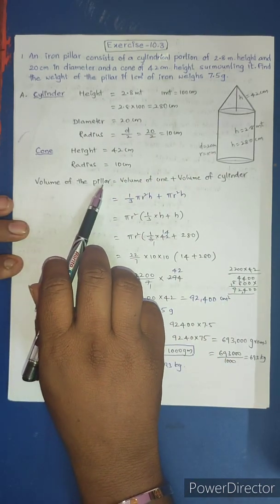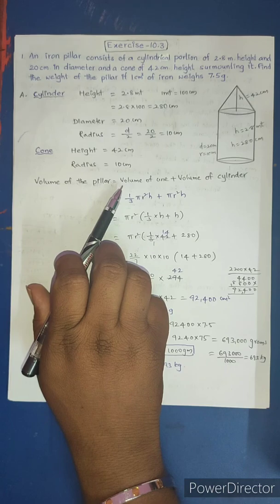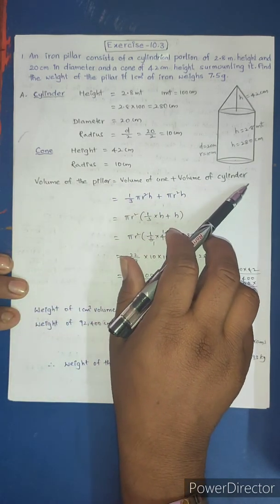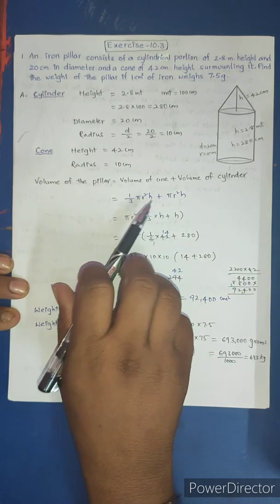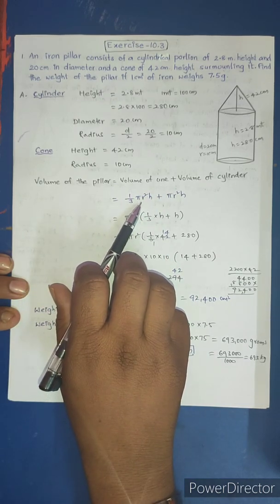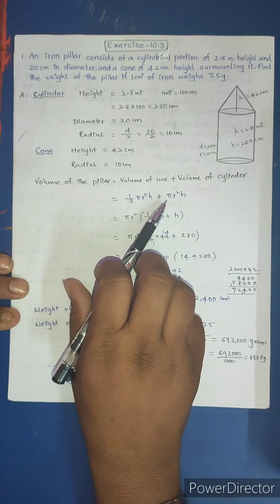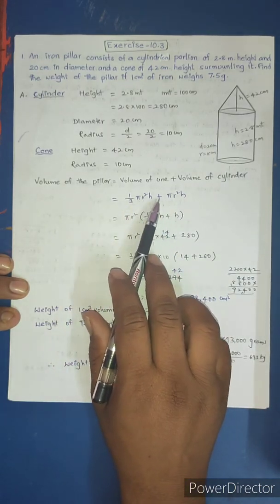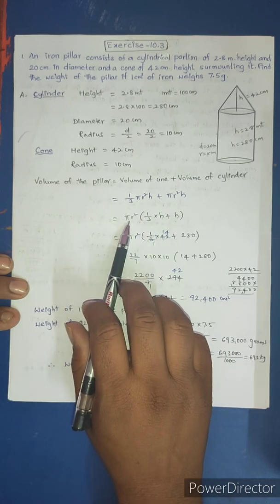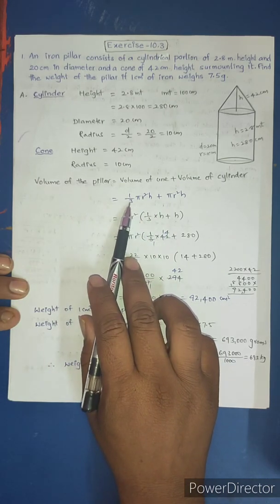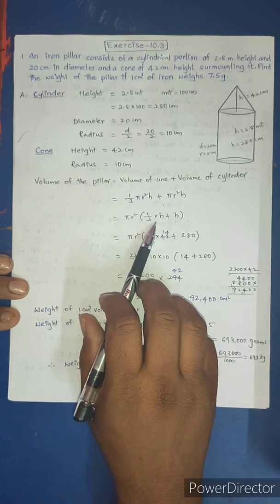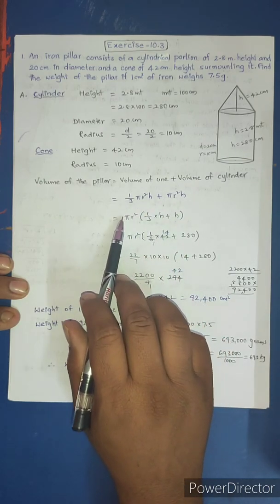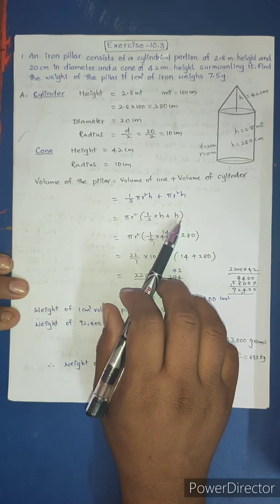Volume of the pillar including cone and cylinder, so volume of cone plus volume of cylinder. Volume of cone formula 1/3 pi r square h plus volume of cylinder pi r square h. In these two terms, pi r square is common. So take pi r square before the bracket, then remaining 1/3 h plus, in the second term pi r square taken already, then remaining is h.